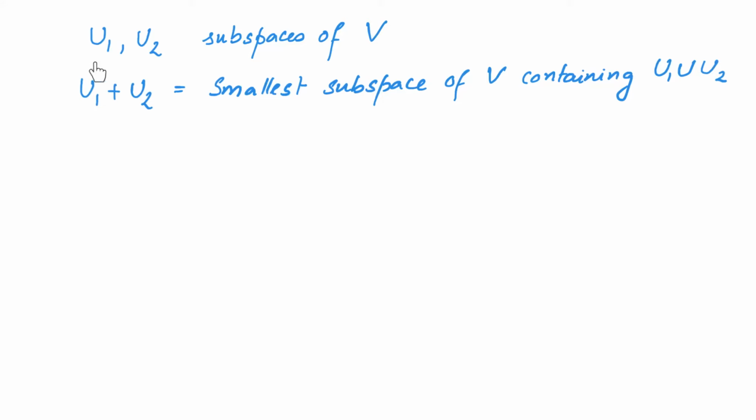Recall that given two subspaces u1 and u2 of a vector space V, u1 union u2 need not be a subspace. It is some subset of the vector space V. Therefore, we decided to look at the smallest subspace of V that contains u1 union u2. And this smallest subspace was called u1 plus u2, the sum of the two vector subspaces.